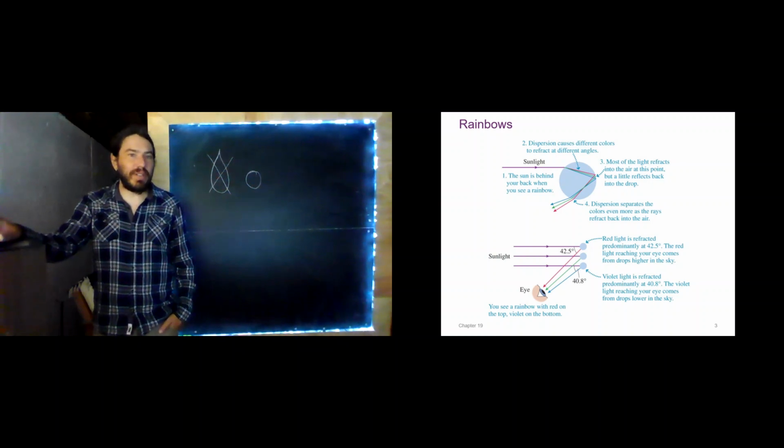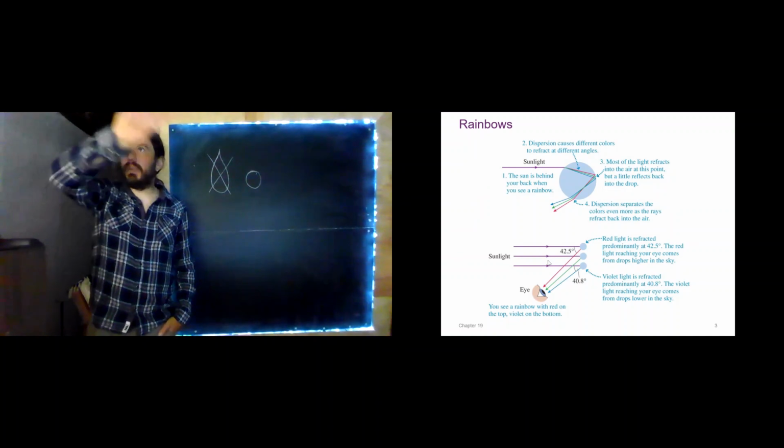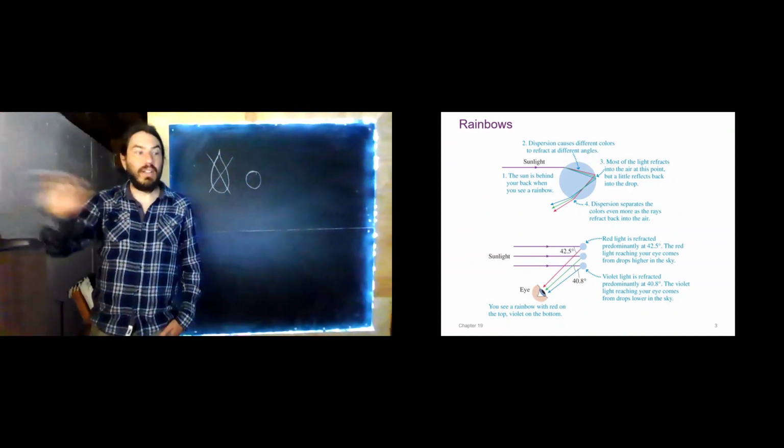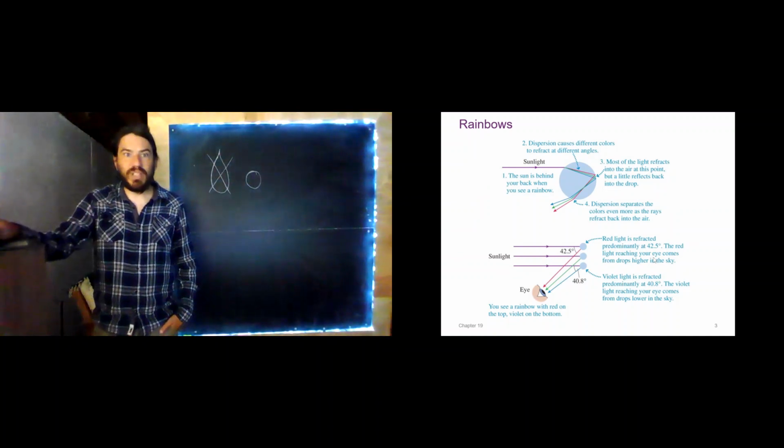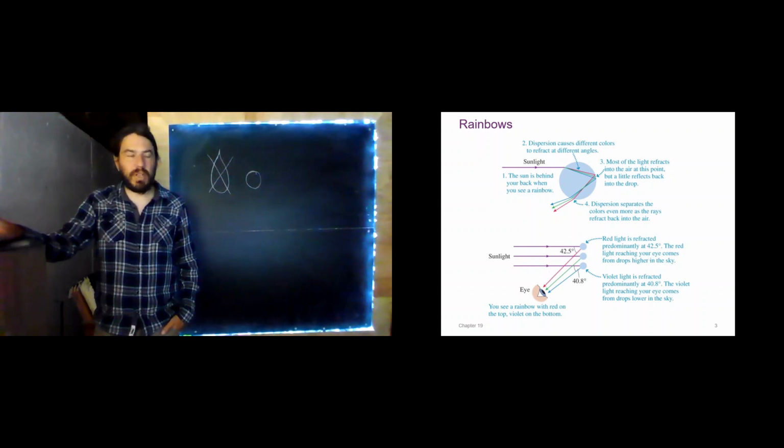And so you'll only see a rainbow under these conditions, when the sun is behind you, and you will see this ring at that angle, between 40 and about 42 degrees from the angle of the sun's rays. So that's pretty cool.